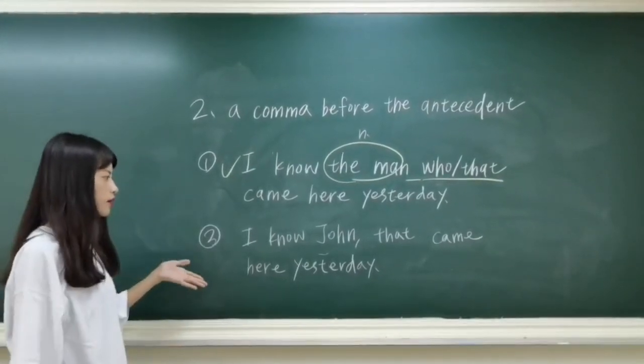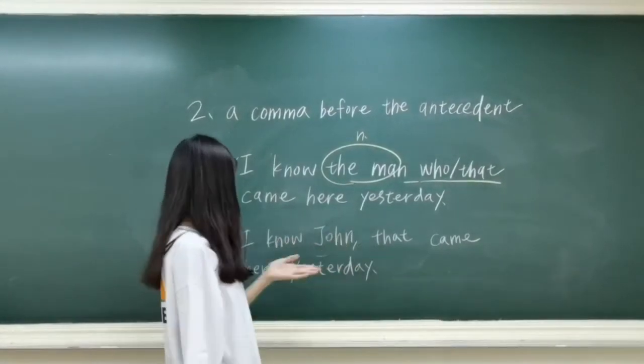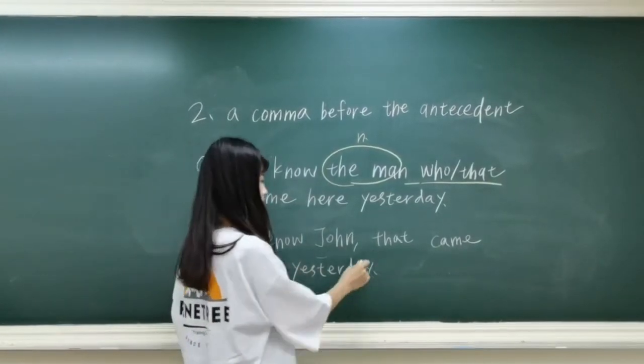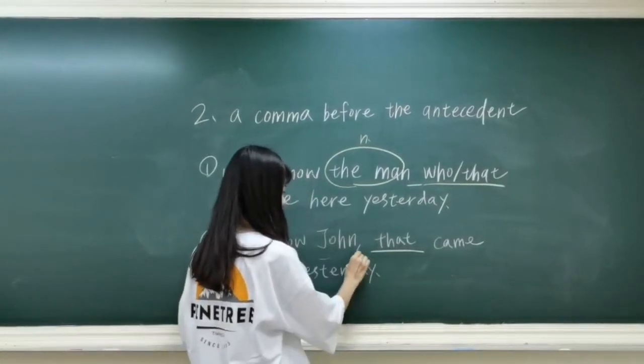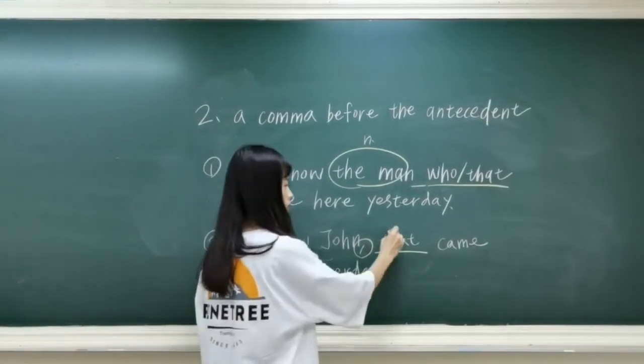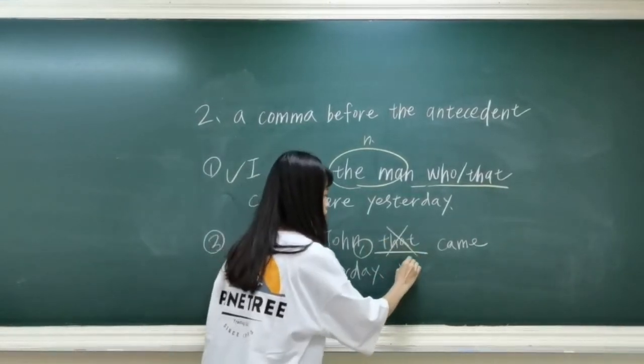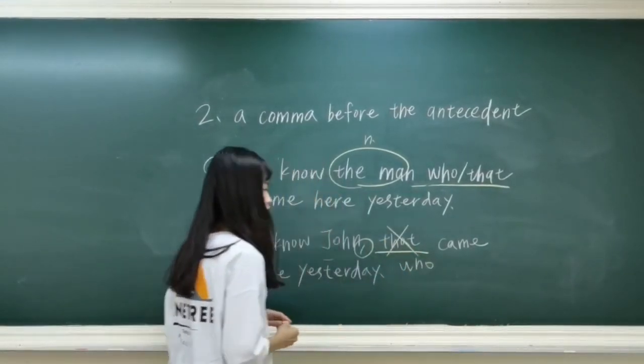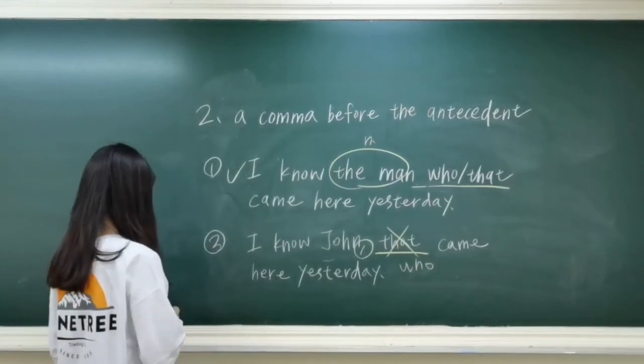Next example, I know John that came here yesterday. You will see before the relative pronoun there is a comma, so we won't use that. We will use who. So the sentence is wrong.